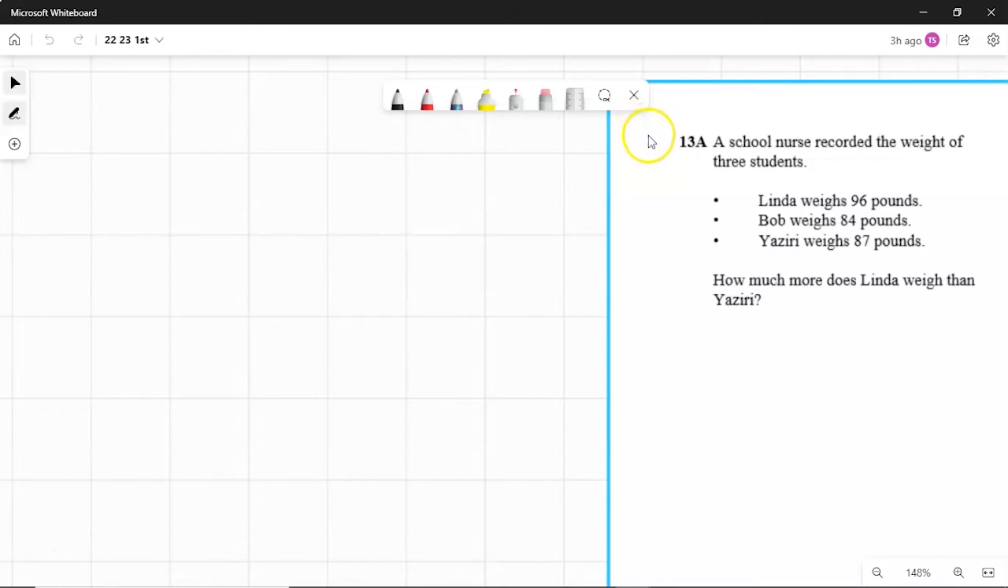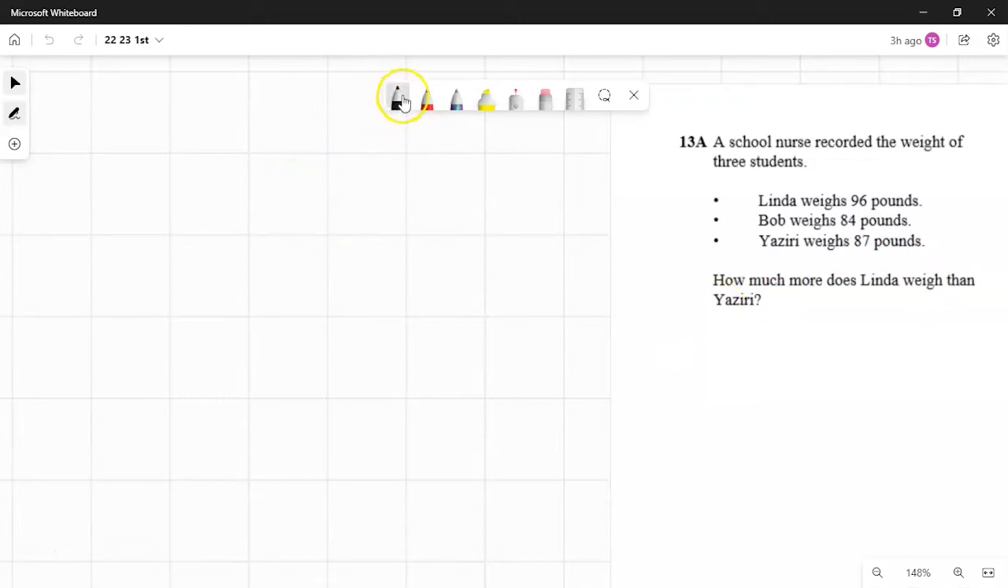Okay, let's go ahead and look at problem 13A. Follow along as I read. A school nurse recorded the weight of 3 students. Linda weighed 96 pounds, Bob weighed 84 pounds, and Yuzari weighed 87 pounds. How much more does Linda weigh than Yuzari?